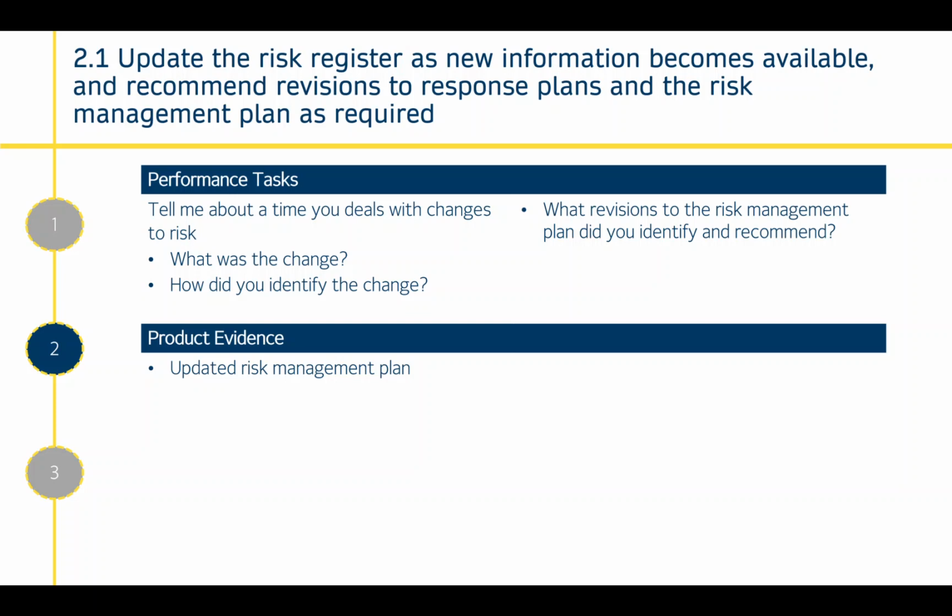2.1, update the risk register as new information becomes available, and recommend revisions to response plans and the risk management plan as required. The performance task for this one is to tell me about a time where you have dealt with changes to risk. So this is now the project delivery phase where you're monitoring risks as the project is ongoing, and you have identified that a new risk has happened. You've been able to identify it. You've then been able to update the risk register, so maybe the red, amber, green status, or if it's done in some sort of numerical way, or if it's a tool on your project management software, whichever your process is, you've updated the risk register, and then you're recommending revisions.